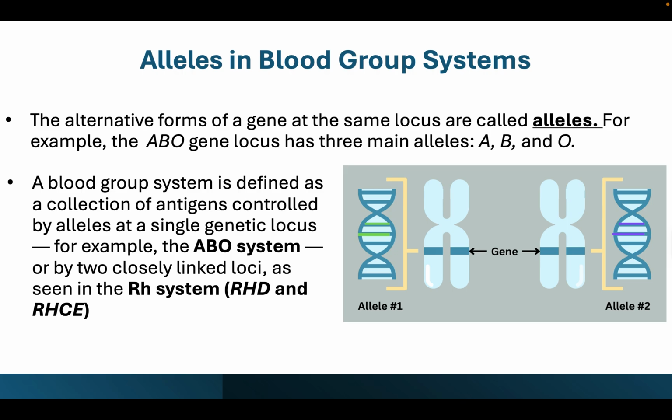So as an example of the alleles at a single genetic locus, for example the ABO system, or two or more closely linked loci as seen in the Rh system, RHD gene and RHCE gene.